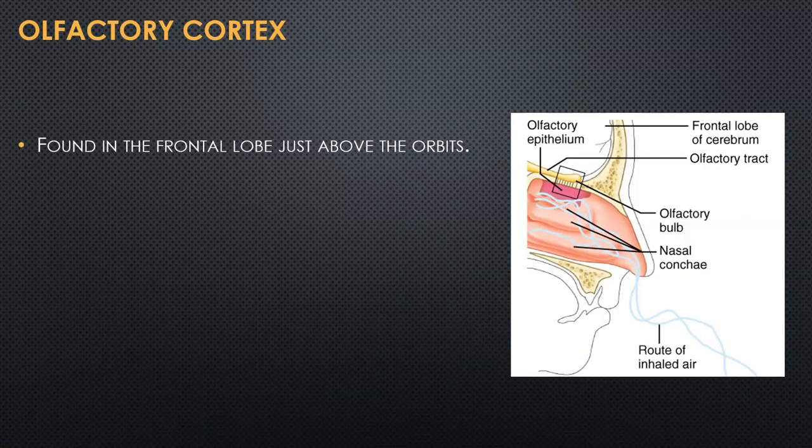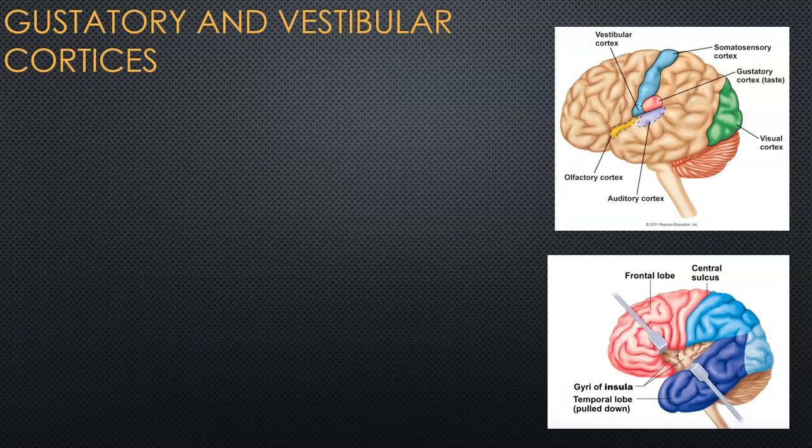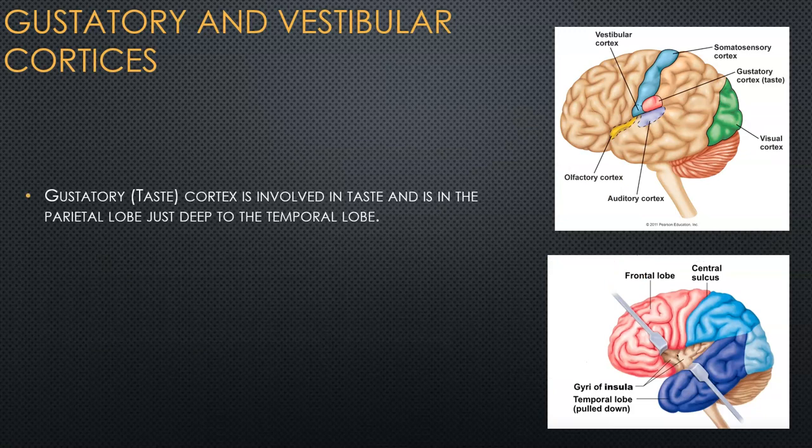The olfactory cortex is found in the frontal lobe just above the orbits, and the receptors in the olfactory epithelium extend through the cribriform plate and are excited by the binding of these odorants, these things that smell. And they then send their info to the olfactory cortex. This is very much involved in memory and emotion. You can imagine, smells that are familiar to you have a lot to do with memories and your emotions. Kind of interesting. The gustatory and the vestibular cortices.